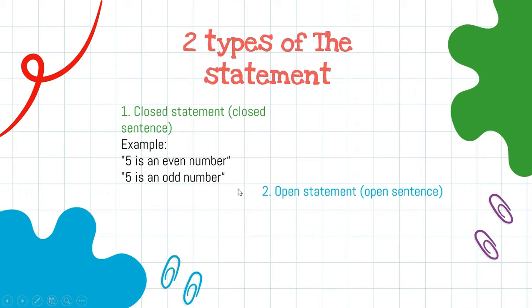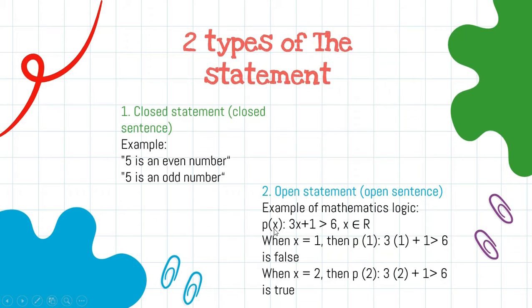2. Open statement. An open statement or an open sentence is a statement whose truth value cannot be determined because of a change or variable. Example: P(x) is 3x plus 1 greater than 6, where x is an element of real numbers. When x equals 1, then P(1) is 3 multiplied by 1 plus 1 greater than 6, which is false. When x equals 2, then P(2) is 3 multiplied by 2 plus 1 greater than 6, which is true.